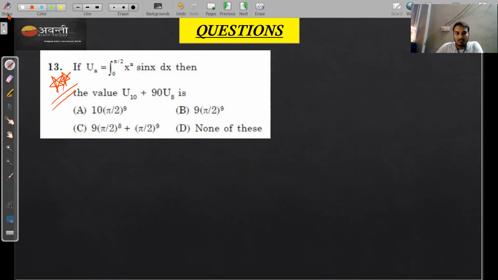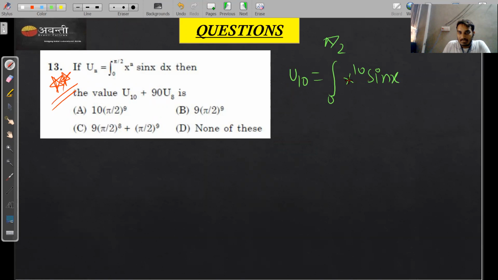So how do you approach this question? See, u10 is given, and how do you integrate x raised to the power n sin x? By parts, right? First function, second function, then use the formula for integration by parts, then you find it. So I'm considering u10 now. u10 would be integration 0 to pi by 2 of x raised to the power 10 sin x.